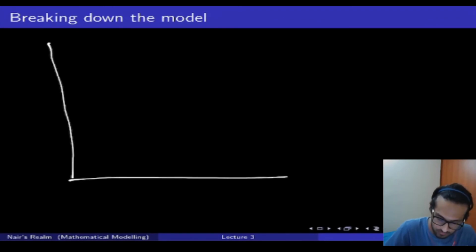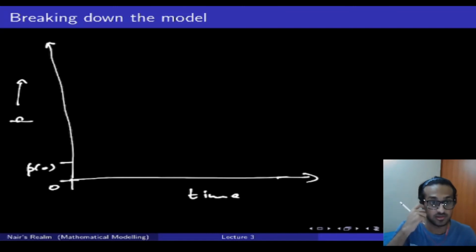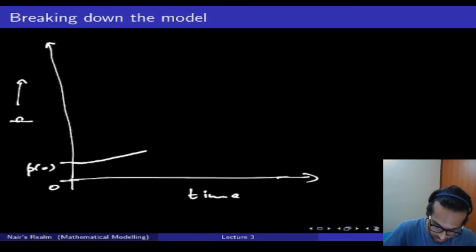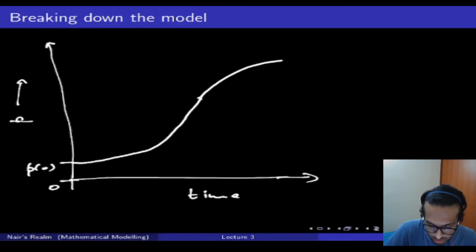Now, if I were to break down this model a little bit more and just draw the solution curve for you, let's say this is P of 0, this is the origin, this is the time axis, and this is the population size axis. So let's say we are plotting the logistic growth rate model solution. So the solution would look something like this. Initially, as the time is less, the growth is exponential. But after a particular time, as the population is getting closer and closer to the carrying capacity, you'd actually get a stagnation, and then it would level off asymptotically.